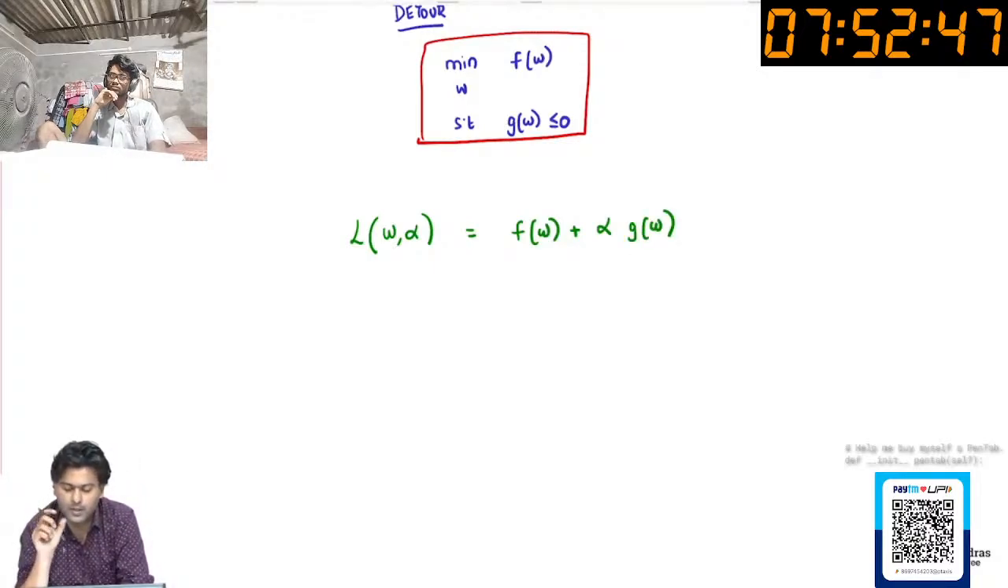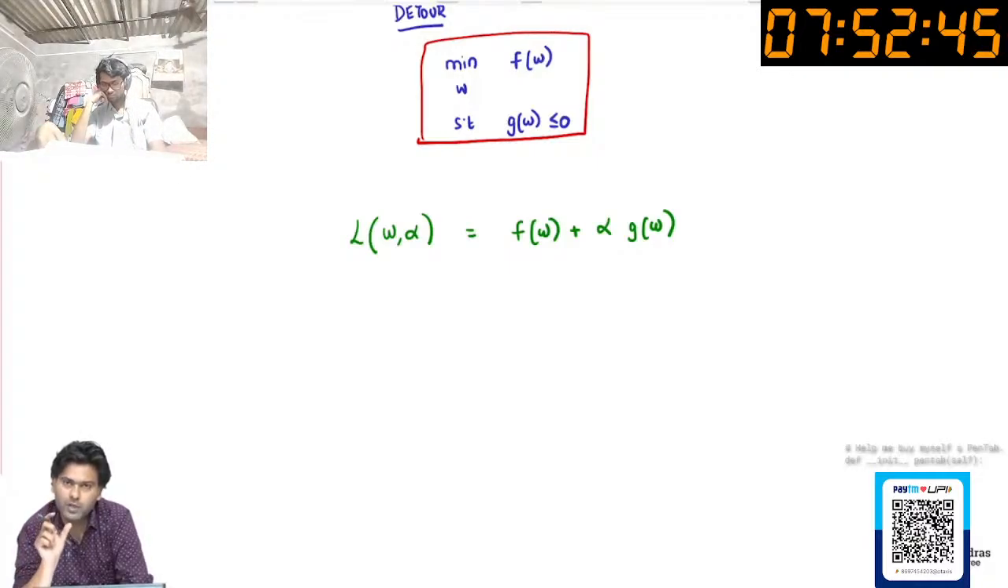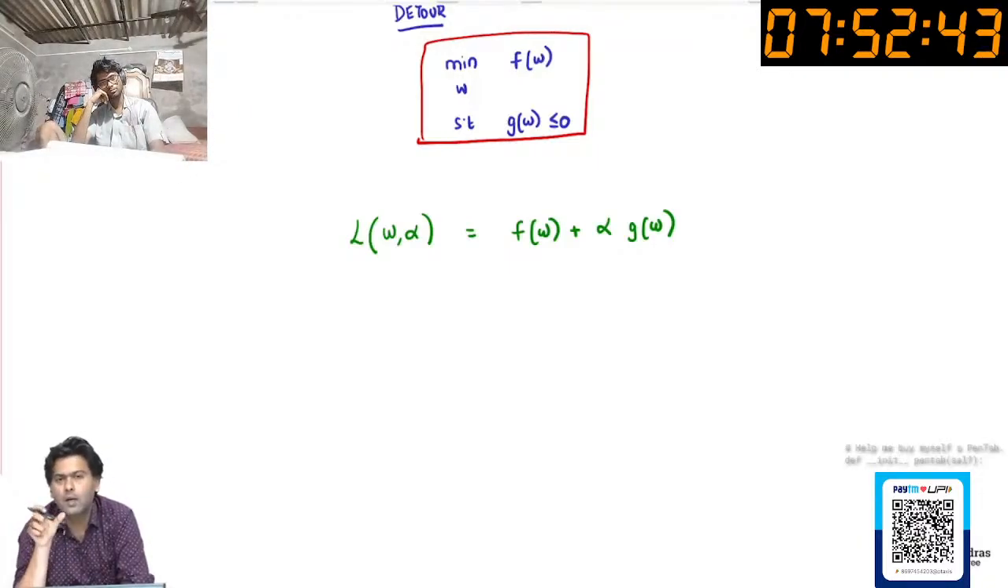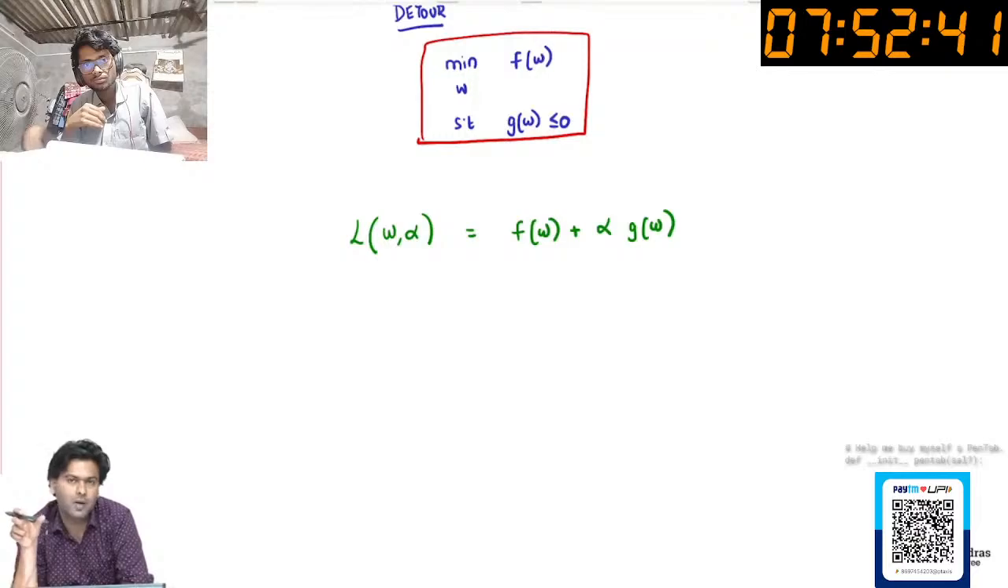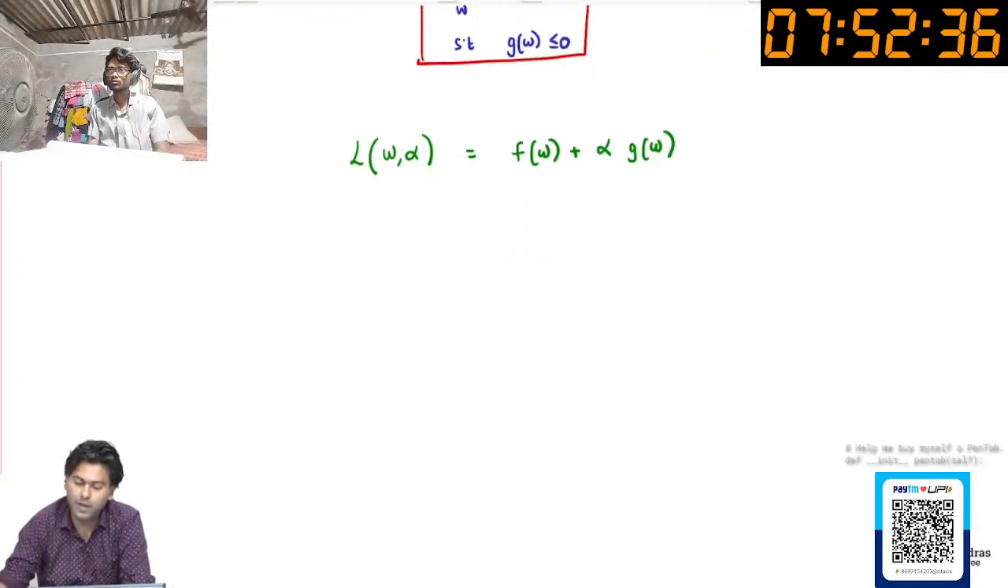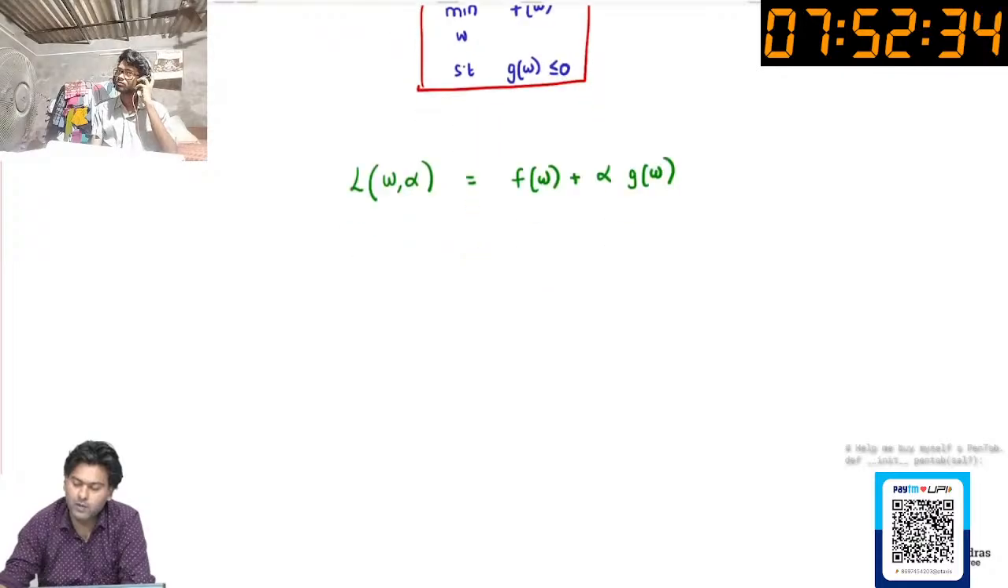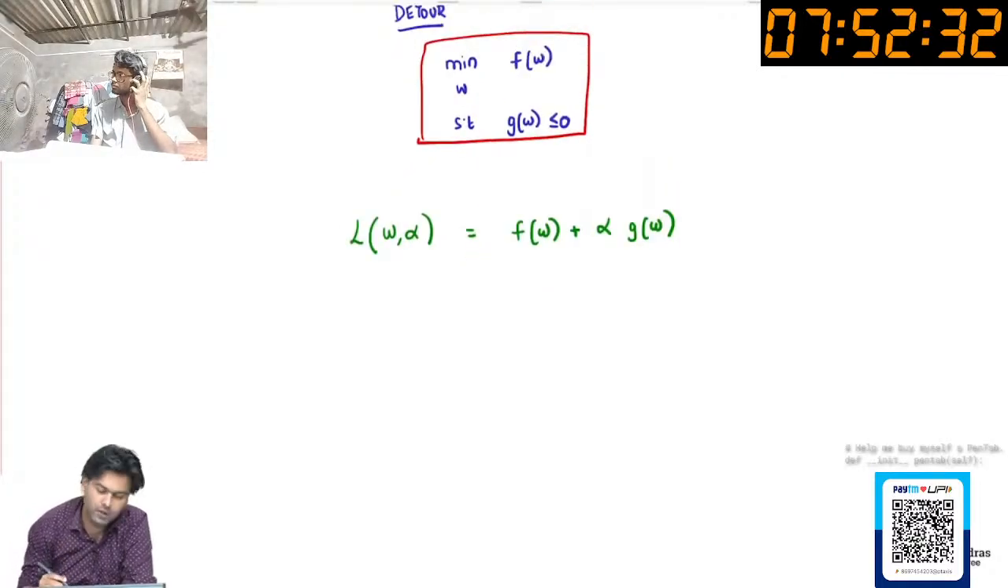So what you're doing is that the objective function f of w is still intact. Now the constraint function becomes part of the objective itself, right? So it is f of w plus some alpha times g of w. Now, why do we care about this function? How is this function even related to the original function? Well, let's try to understand that.